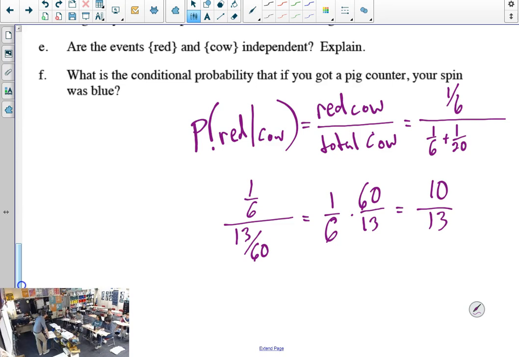So approximately, this would be like 77%. Now look at F. What is the conditional probability that if we had a pig counter, our spin was a blue? So same process, right? Same process.